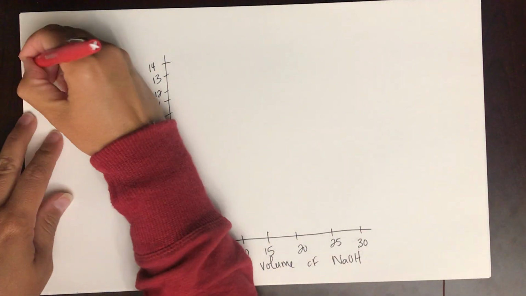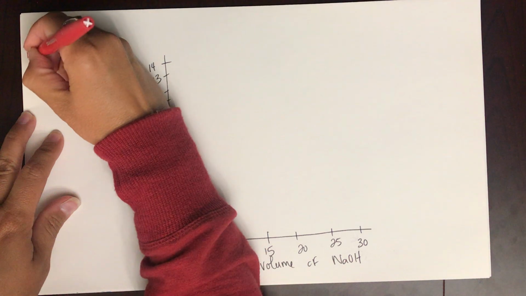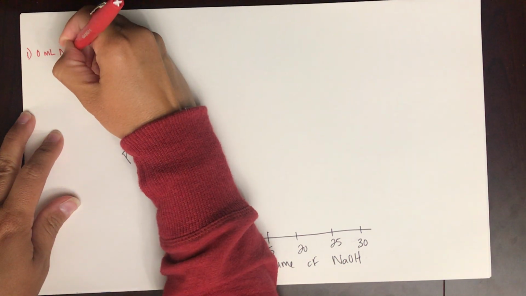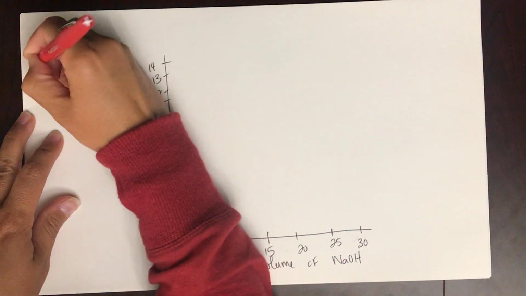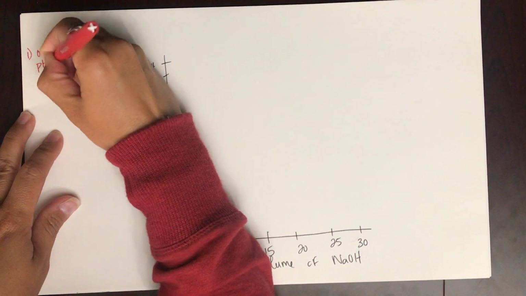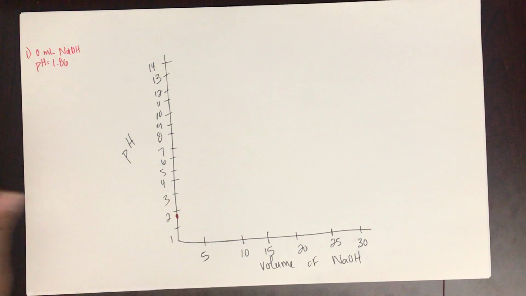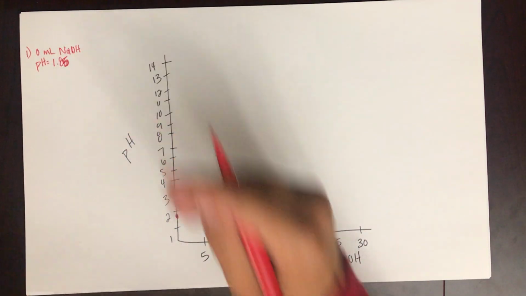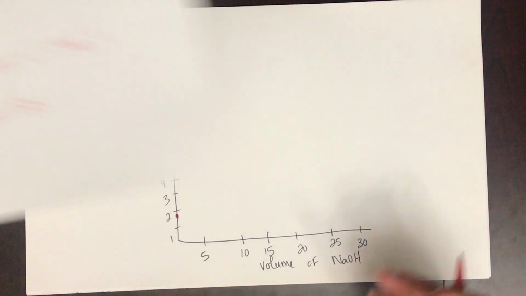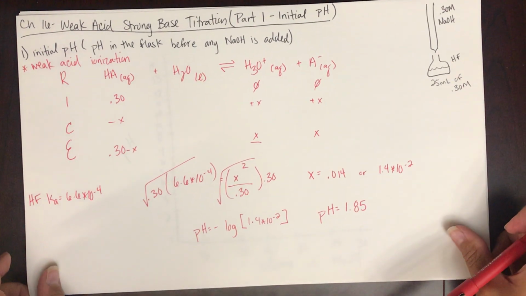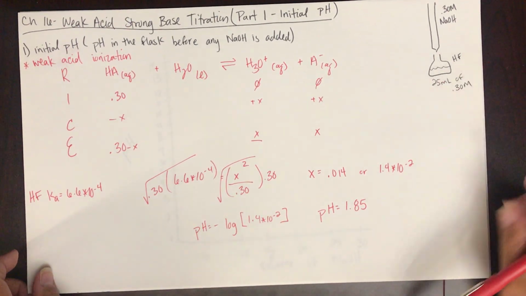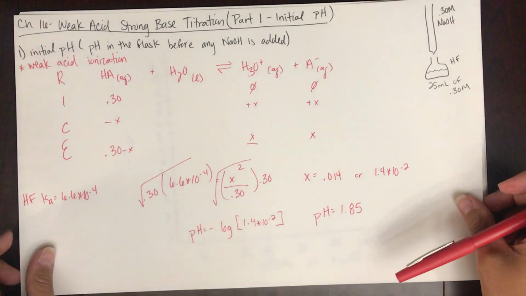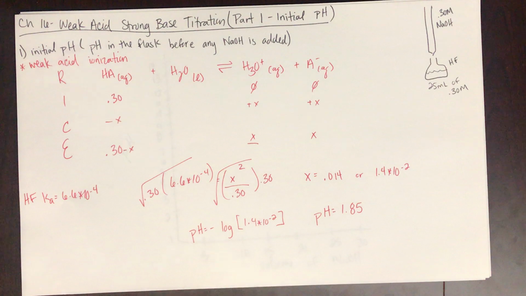So part 1, 0 milliliters sodium hydroxide, pH equals 1.85. That's what we decided. So there's part 1. No sodium hydroxide added. The initial concentration in the flask, the pH is 1.85. So that's the first point on our titration curve.